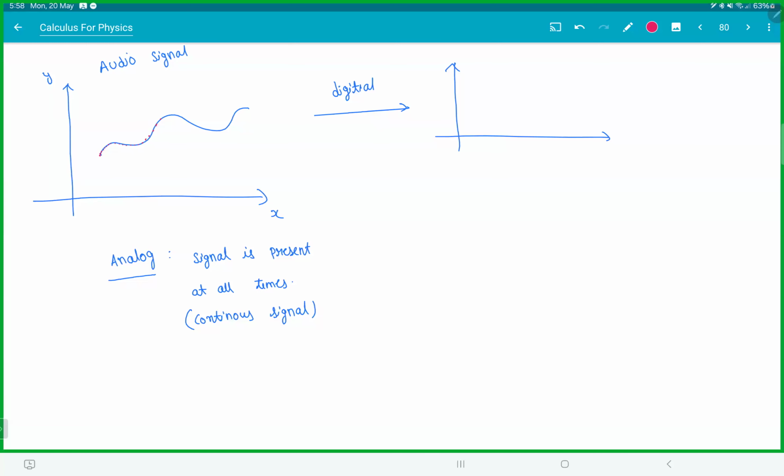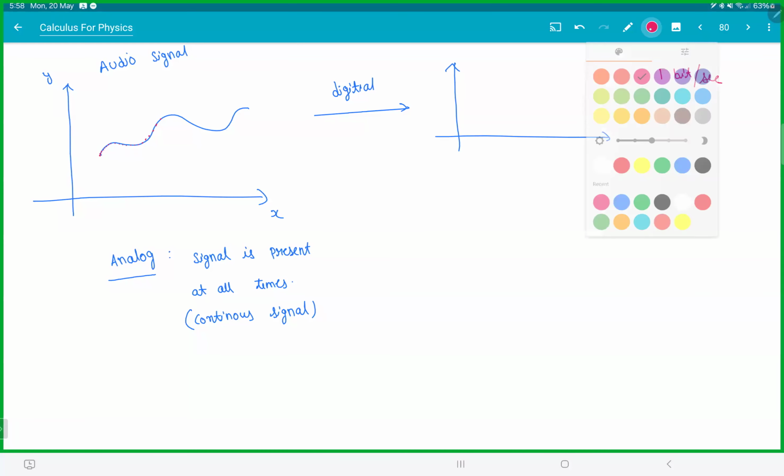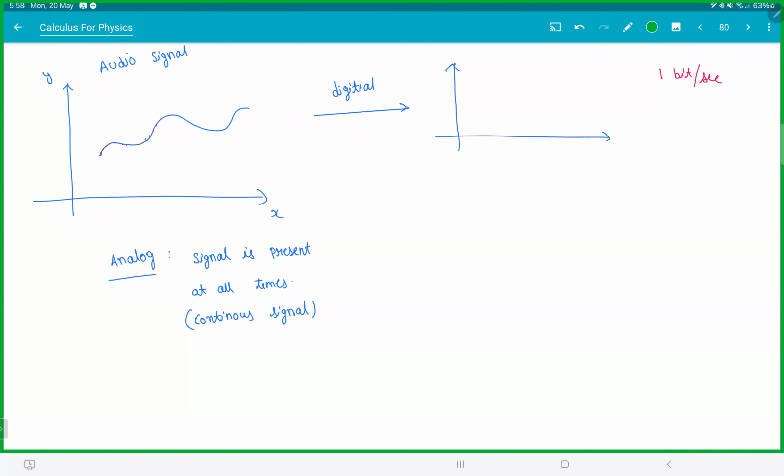So if I use digital compression here, and let's say I do this at a rate of 1 bit per second. You know the meaning of this? This is the meaning. Every second I will take only one piece of information, 1 bit. So my signal will look like this. I'll take 1 bit here, 1 bit here, 1 bit here, 1 bit, 1 bit, 1 bit, and 1 bit.